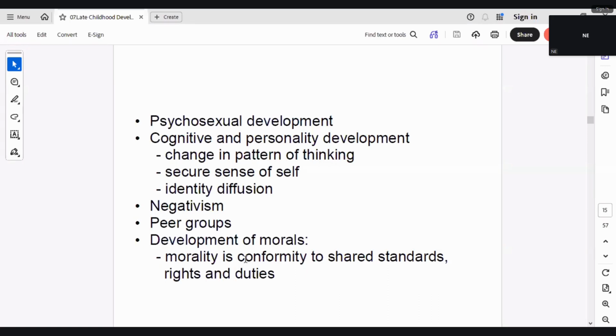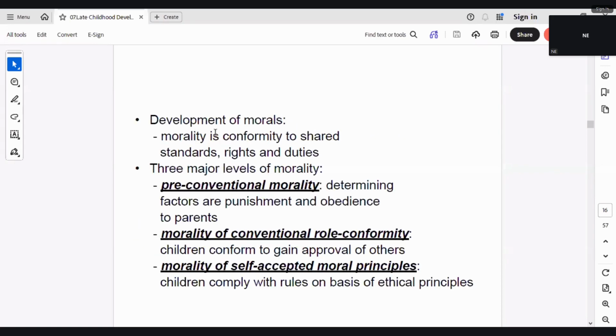The development of morals, again, it's more about conformity. So morality is a conformity to shared standards, rights, and duties. So it's not that they develop morals at this age. We talked about morality starting from a younger age, and then it just becomes more complex, more abstract, if you will. So you need to have these shared standards, rights, and duties.